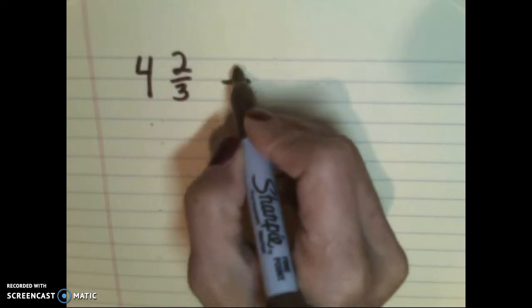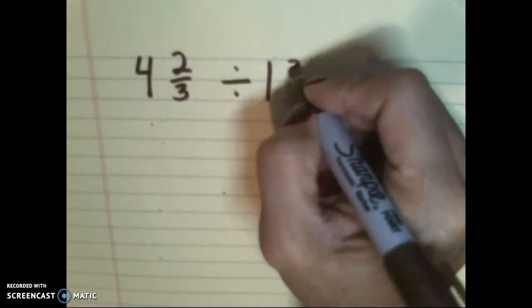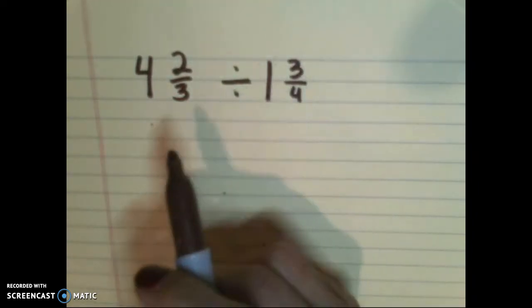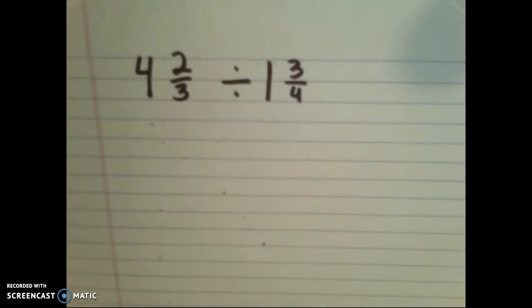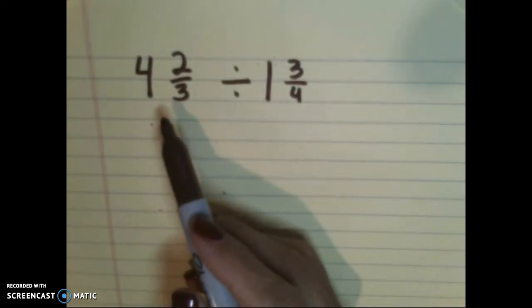So if I wanted to divide 4 2/3 by 1 3/4, I have a mixed number divided by a mixed number. For the division rules, you use the same rules that we've been doing before: multiply and flip the guy, or keep, change, flip. But since it's a mixed number, we have to turn it into an improper fraction.